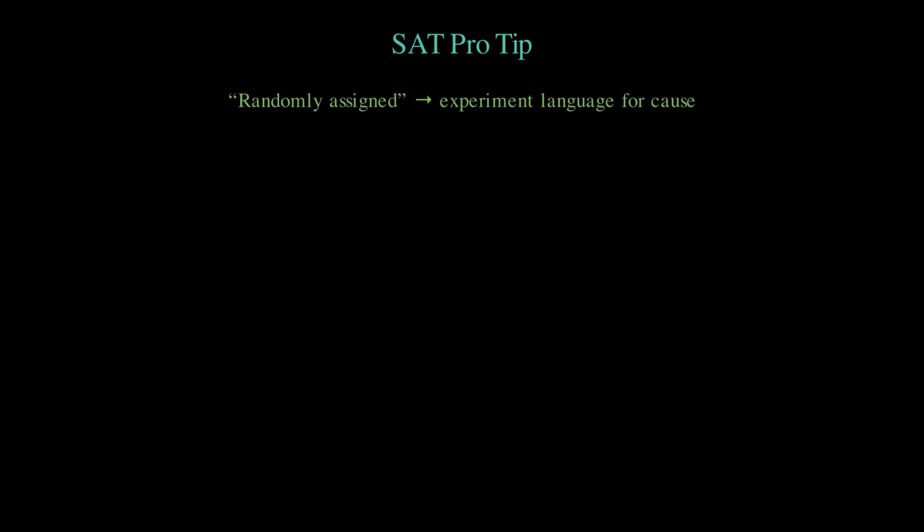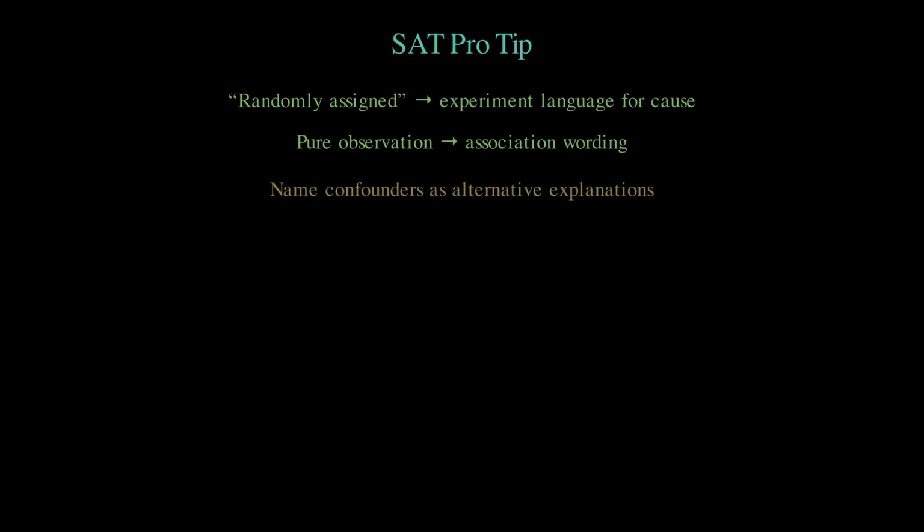is on the table. When researchers only observe existing behavior, keep your claims careful and talk about association. Watch for confounders that offer alternative explanations without proving anything by themselves. Before you bubble an answer, ask one question. Did researchers assign treatments at random? If yes, causal wording is on the table. If no, stay cautious.